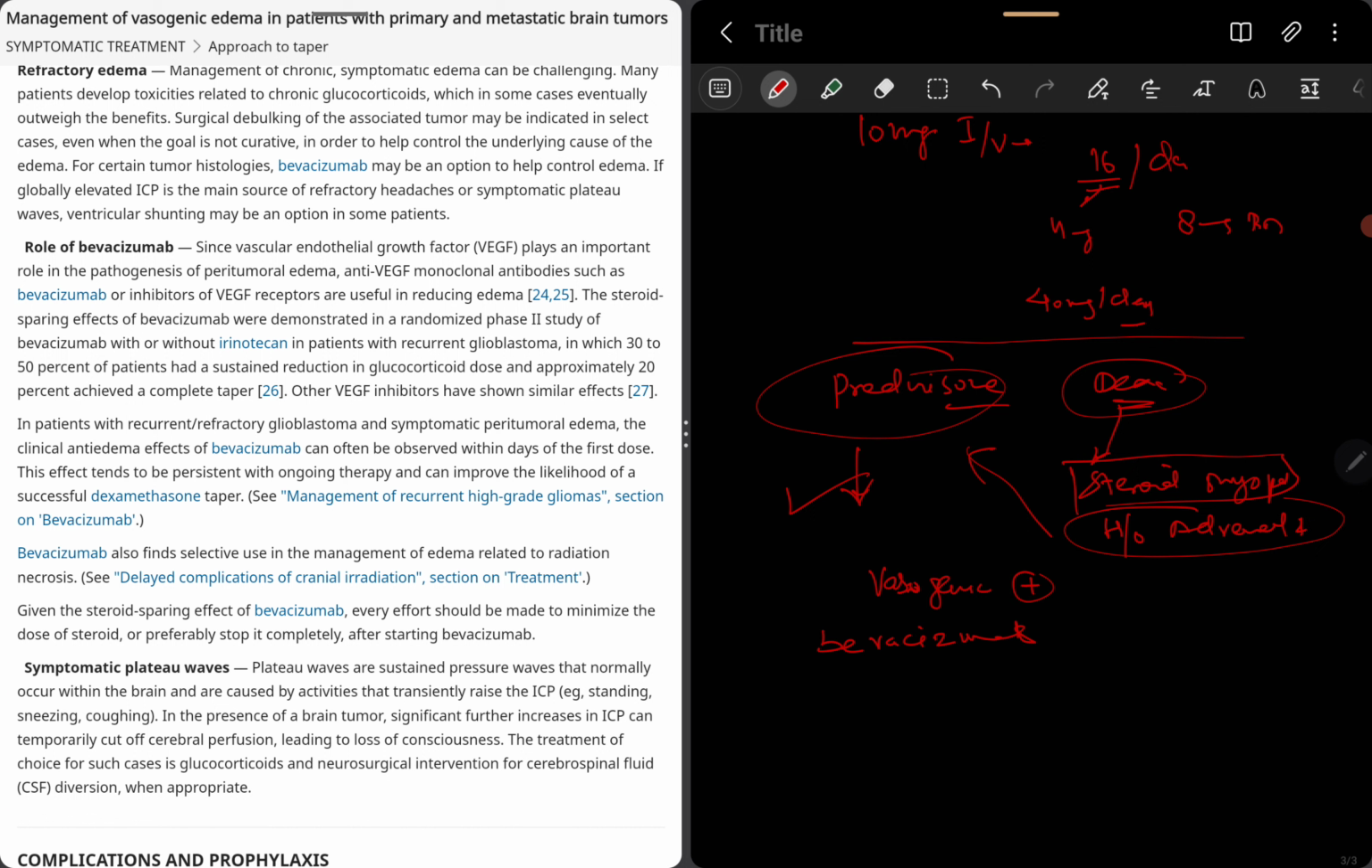Bevacizumab is an option. If globally elevated ICP is the main source of refractory headache, then we have to go for shunting.